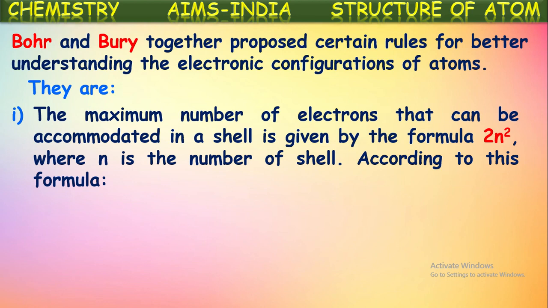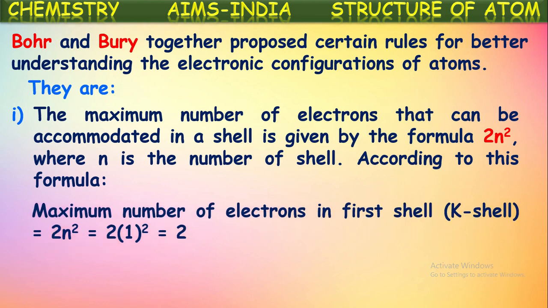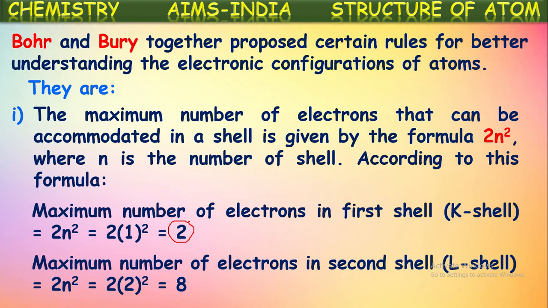According to this formula, the maximum number of electrons in the first shell, that is the K shell: K shell means first shell, so in place of n we substitute 1. It becomes 2n², that is 2 into 1 squared, which is 2. So the first shell can accommodate a maximum of only 2 electrons for any atom. In a similar way, for the second shell, the L shell, in the formula 2n² we substitute 2 in place of n, and we get a maximum of 8 electrons. For all atoms, the second shell can accommodate a maximum of 8 electrons.